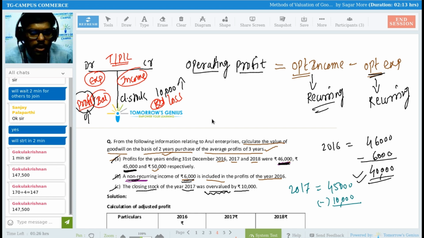Now my second question to you. Sir, 2017's closing stock is 2016 opening stock, yes or no? Yes, sir. 2017's closing stock is nothing but 2016's opening stock. So it means opening stock of 2016 is also more by 10,000, yes or no? Yes. So what I need to do now for 2016's profit? So 2016's profit is also not correct then.